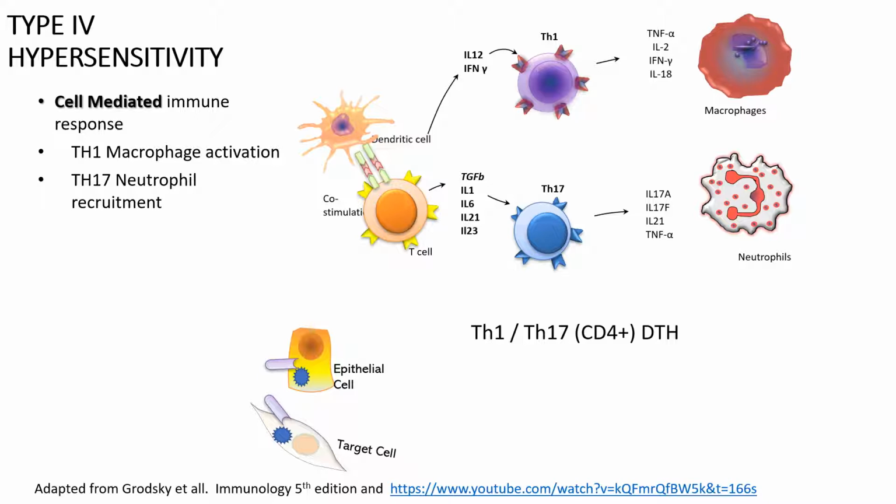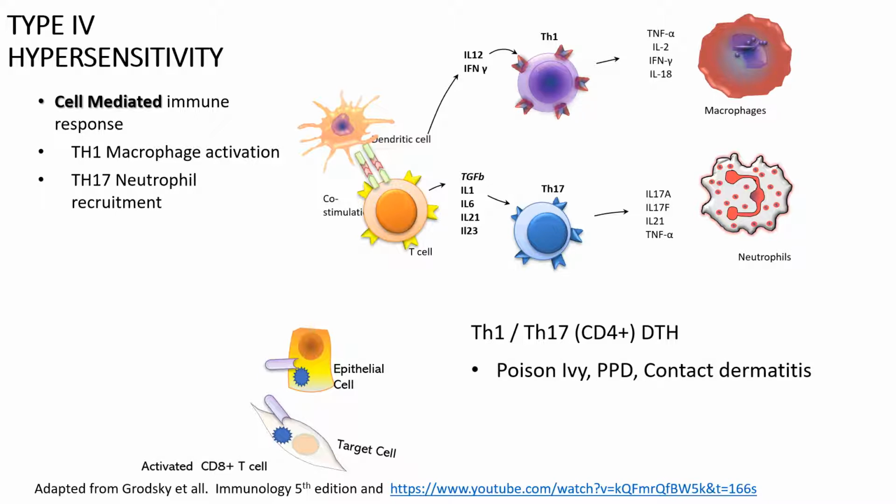It does take time for the dendritic cell to migrate to the lymph node, to present with the appropriate co-stimulation to the T cell, differentiate them, and then bring back those target cells into the presence of the macrophages or the neutrophils. So this takes time. When I say time, it could be days to weeks.